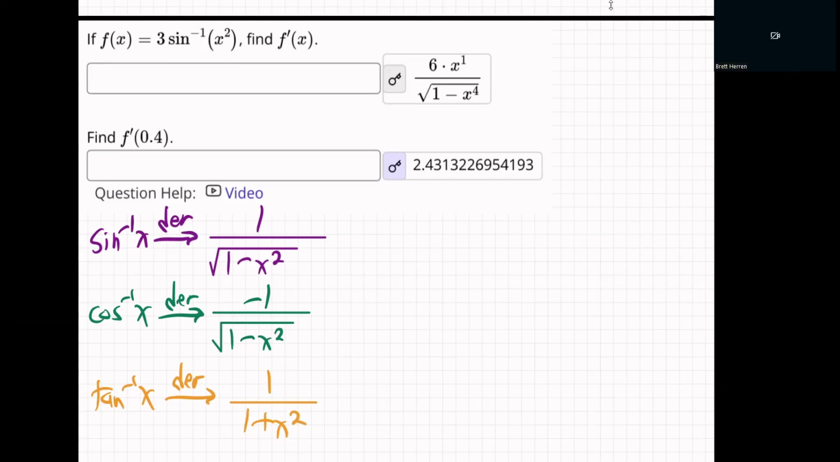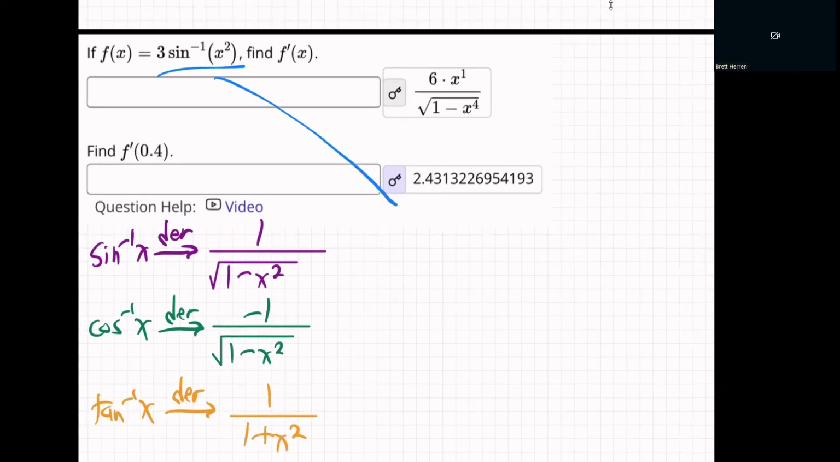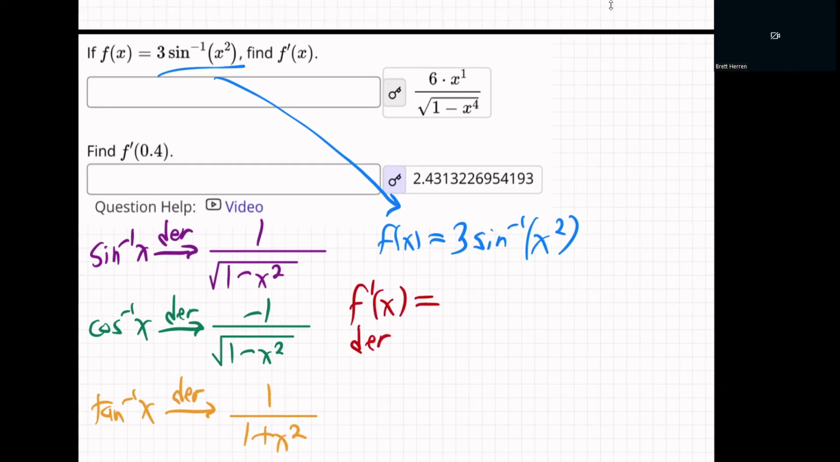So, okay, what do we have? Well, we have this one. So let me go grab it here and bring it down. So we have f of x is 3 sine inverse of x squared. Okay, so let's take the derivative. So the derivative, what's it going to be? Well, what do you do with that 3 in the front?